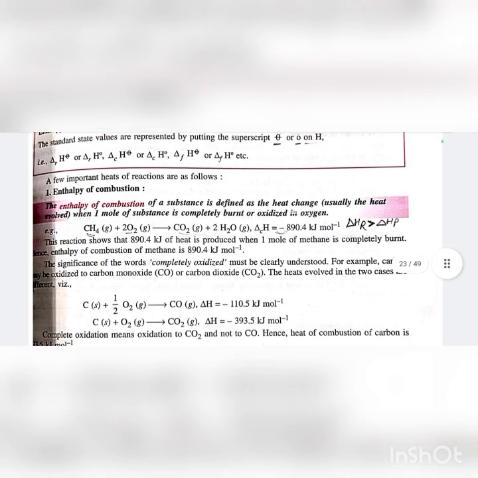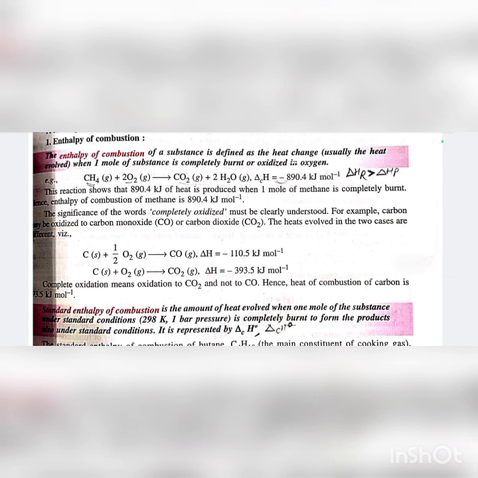So first is enthalpy of combustion. The enthalpy of combustion of a substance is defined as the heat change when 1 mole of the substance is completely burnt or oxidized in oxygen. That means CH4 plus 2 O2 gives CO2 plus 2 H2O.